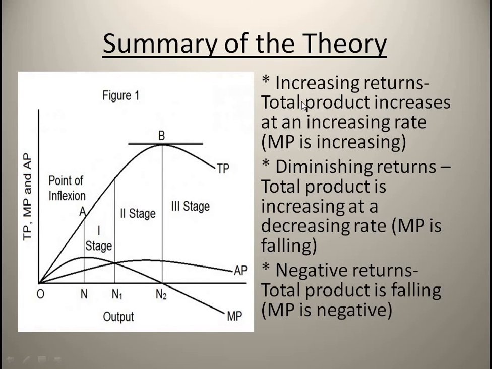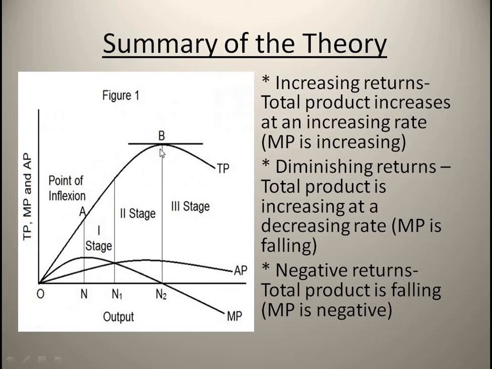Summary of this theory. The first stage is called increasing returns. Total product increases at an increasing rate. You will see the TP curve increasing at an increasing rate. The next stage is diminishing returns, where total product is increasing but at a decreasing rate. You can judge this where the marginal product is falling down. The last stage is called the negative stage, where the total product is also falling, average product is also falling, and marginal product is also falling.